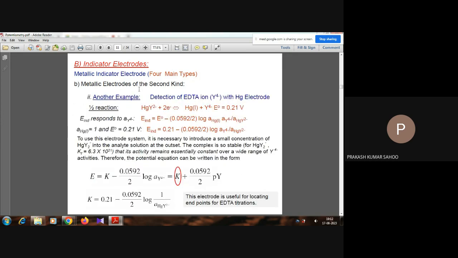Then this is the second type example, that is the mercury electrode, the calomel electrode. This is an example of detection of EDTA ion, that is Y4-, with mercury electrode. EDTA is ethylenediaminetetraacetate ion, which is a hexadentate ligand, and it always has 4- charge because tetraacetate ions are here, and that's why it is symbolized as Y4-. And these are the reactions, and these are the electrode potential calculations.